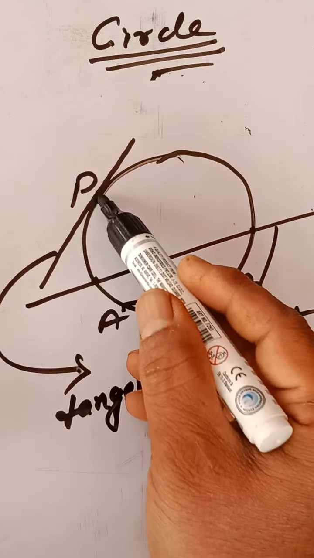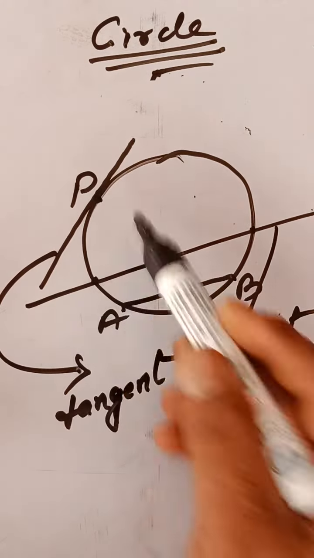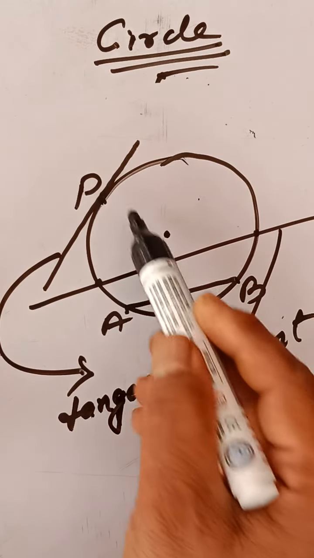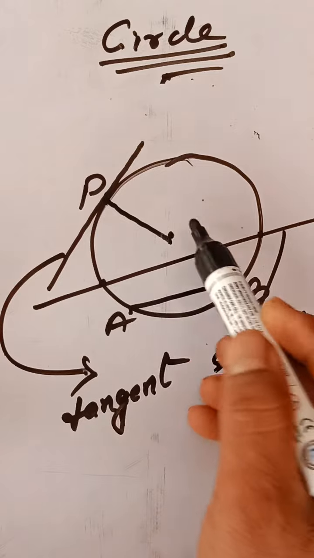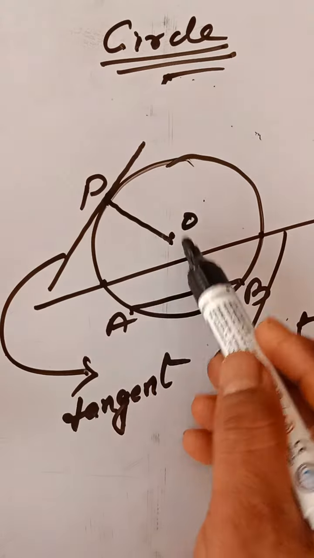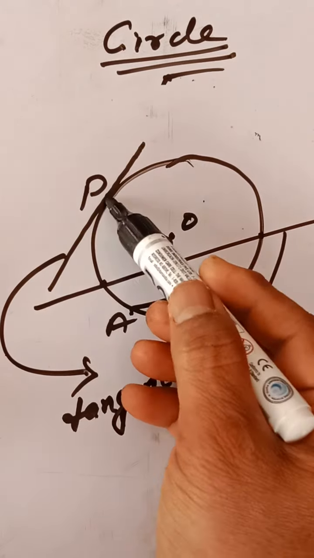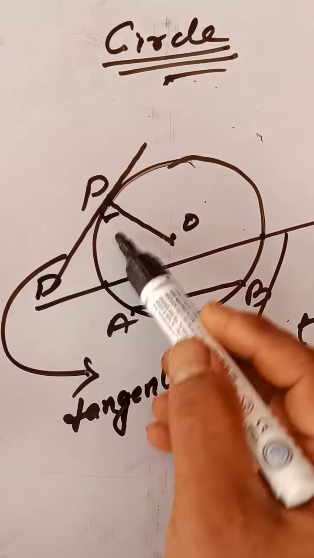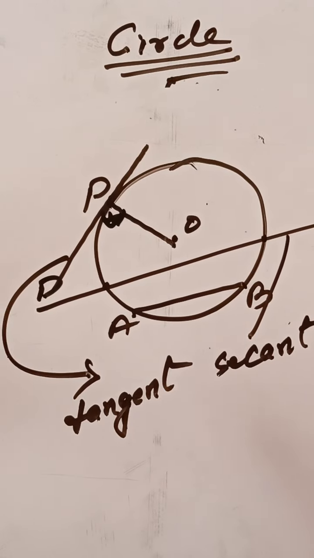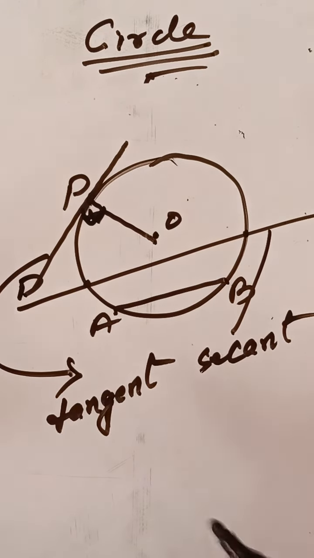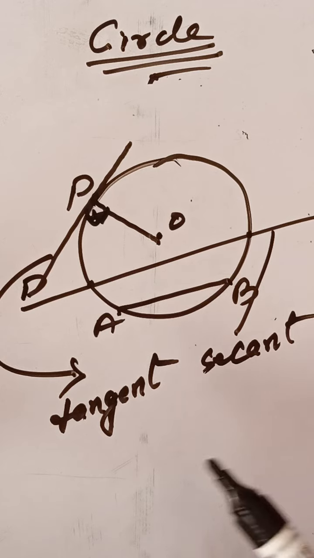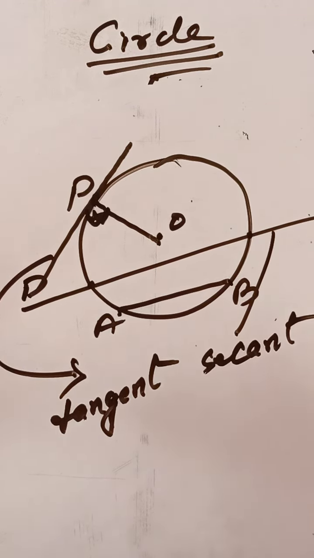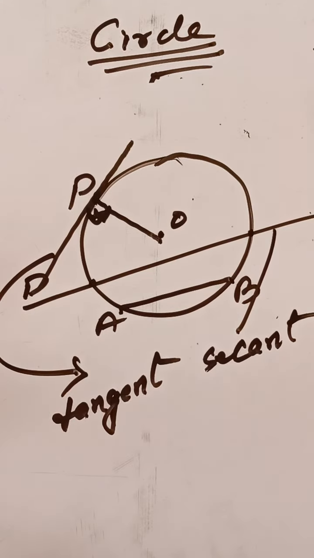Means at a point we can draw only one tangent which touches a circle, and a tangent is always perpendicular to the radius at the point of contact. Means suppose this is radius, this is tangent, then this angle OPD will be 90 degree. In this way we have seen some basics like radius, diameter, arc, sector, segment, tangent and secant. Next we will see more in next video.